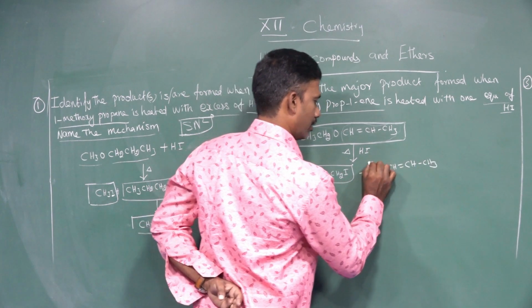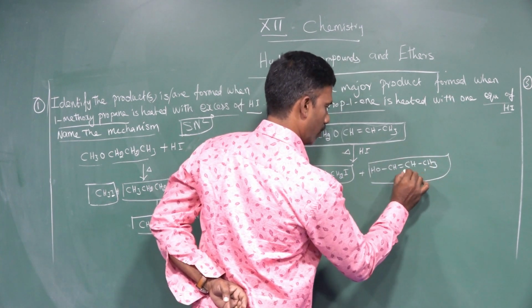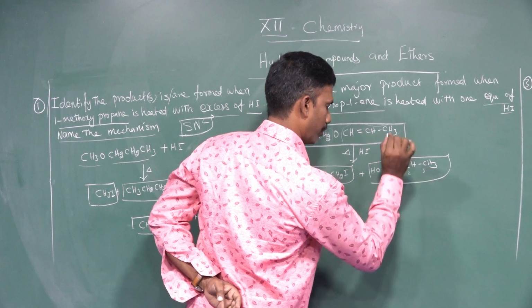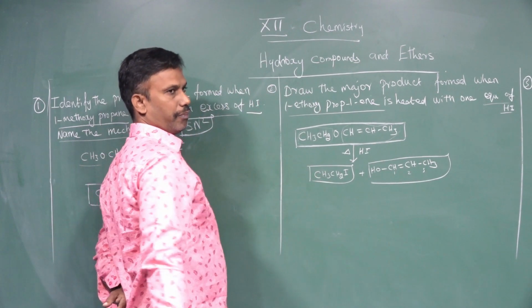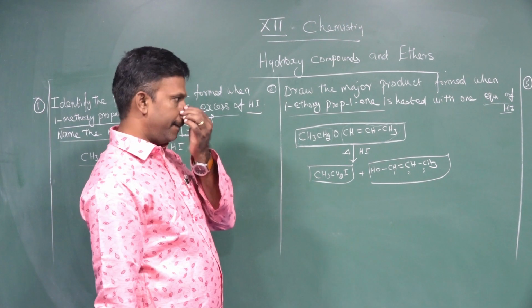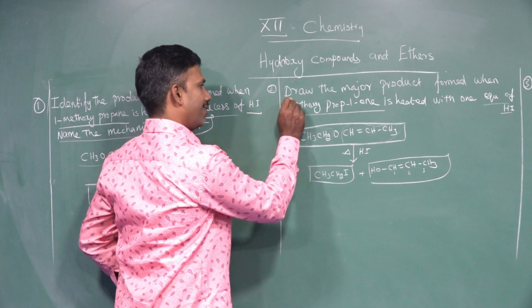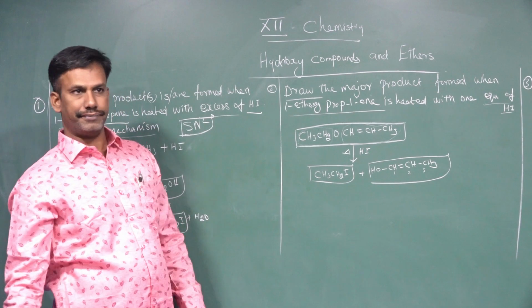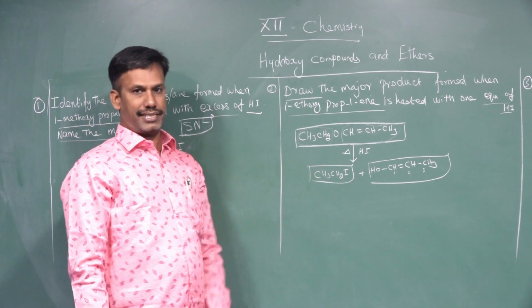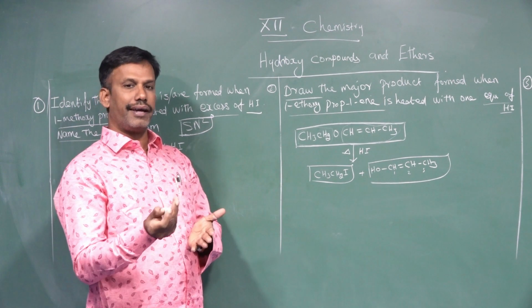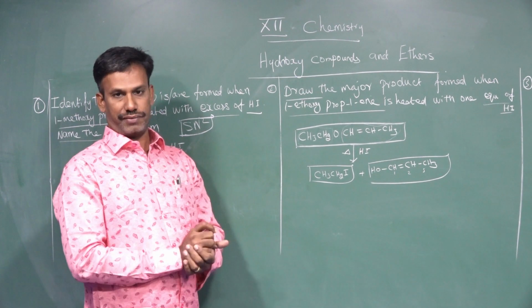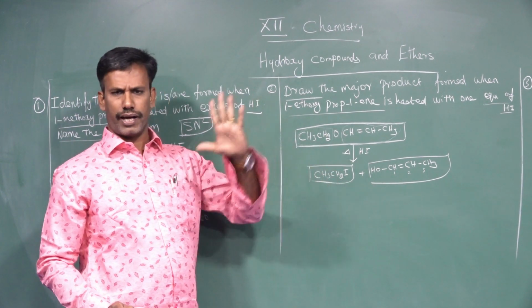Ethyl iodide, and prop-1-en-1-ol. See, in the question they asked to draw the major product. You can write the equations, no worry. They ask you to draw the major product, meaning they are expecting a bond line structure. If you write it like this, it is also right.